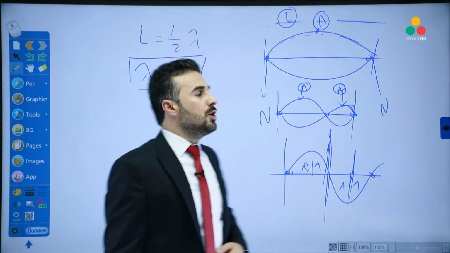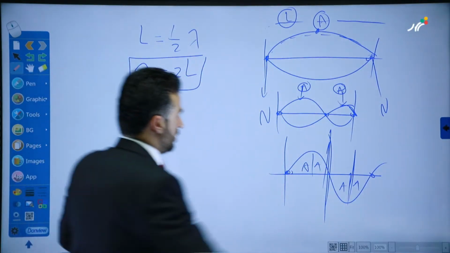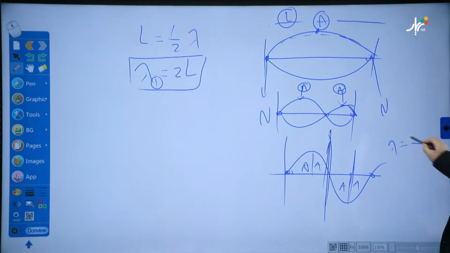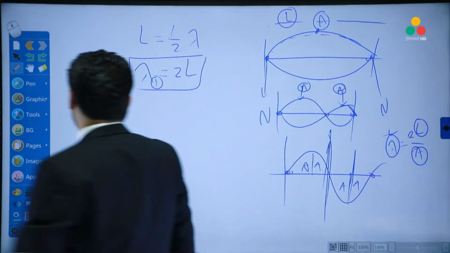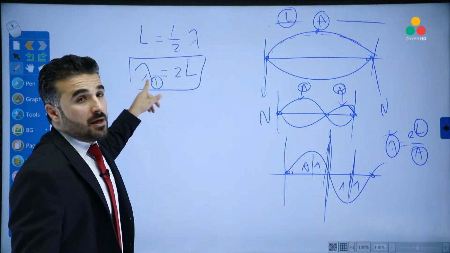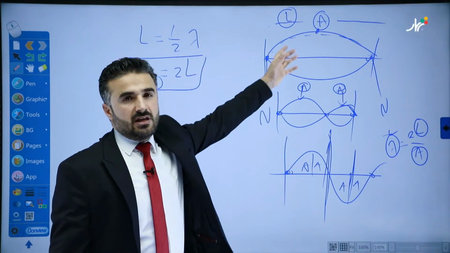And of course, if you're given the length and the number of anti-knots, you can always find the wavelength, if you remember the equation. What was the equation? Wavelength equals 2 times the length divided by the number of anti-knots. If you know the number of anti-knots and the length, you can always find the wavelength of that wave. So remember, this is the maximum wavelength for a string that is vibrating.